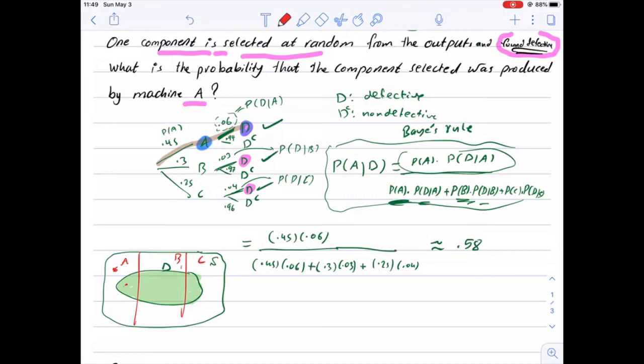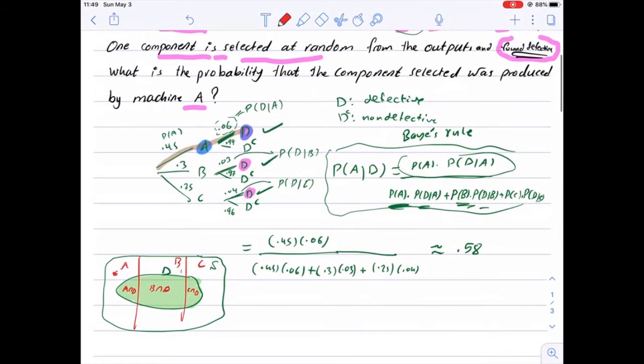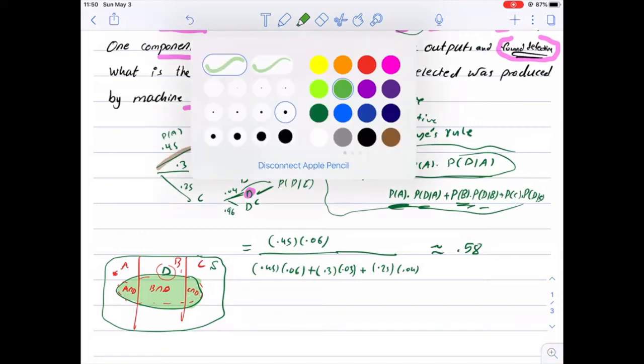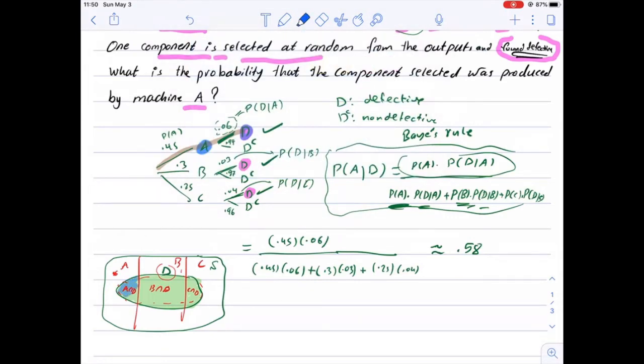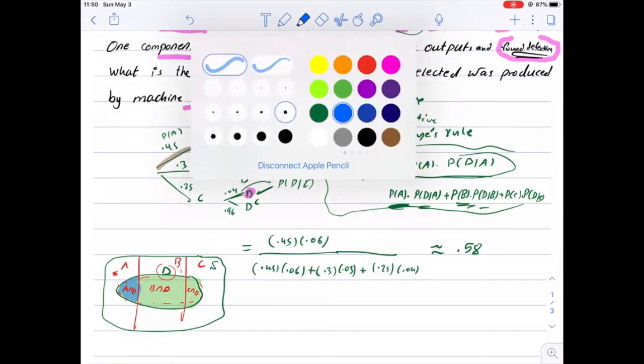Now here, this is defective and comes from machine A. This is defective and comes from machine B, and this is defective and comes from machine C. If we take the union of all these, A intersect D, B intersect D, C intersect D, we get the set of all defective outcomes. So here we are interested in one branch. That means we are interested in this part of this whole part.